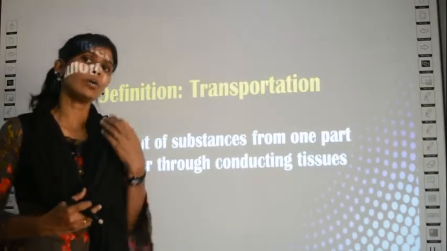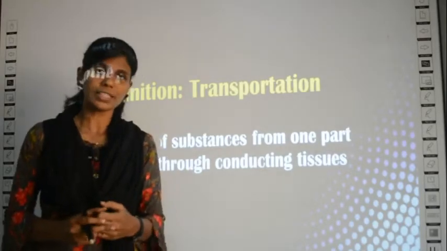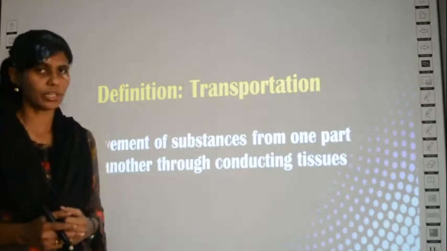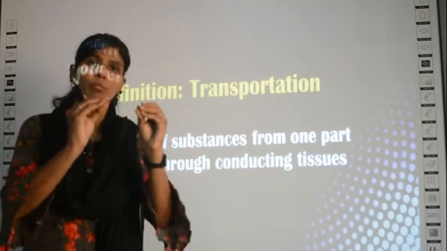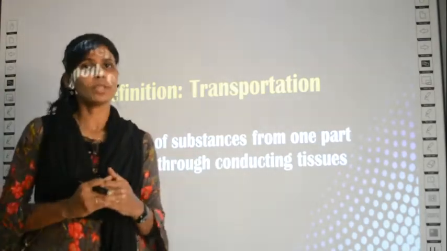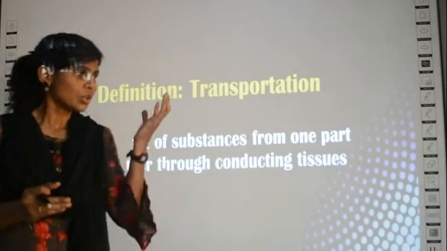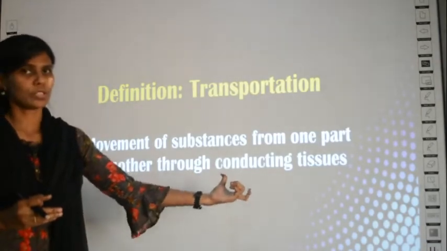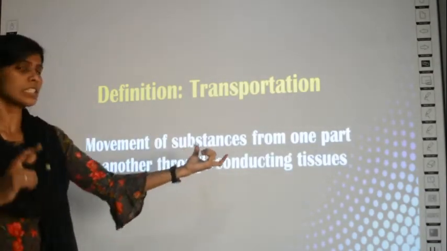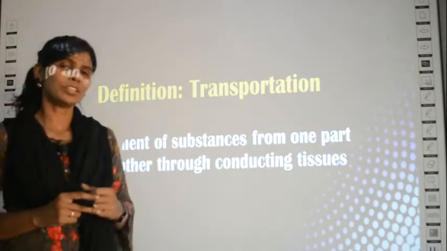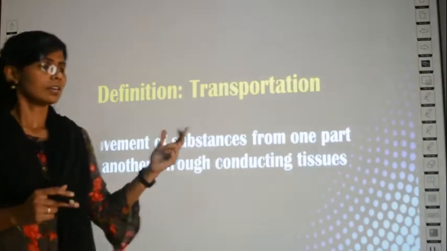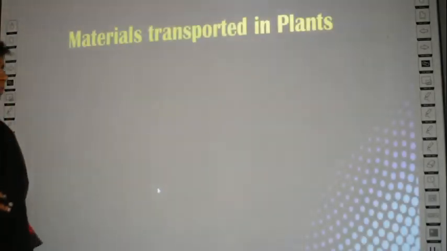Before learning about the methods of transportation in plants, let's define what transportation is. Transportation is the movement of substances from one part of a plant to the other part of a plant through the conducting tissues. So, the movement of substances from one part to another part through the conducting tissues is the definition for transportation. You have to memorize this.